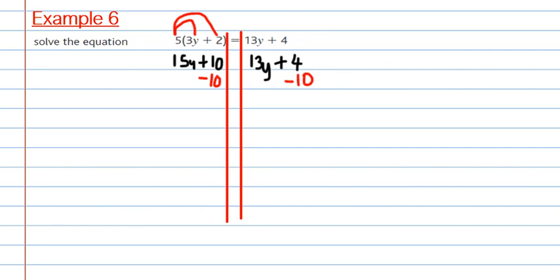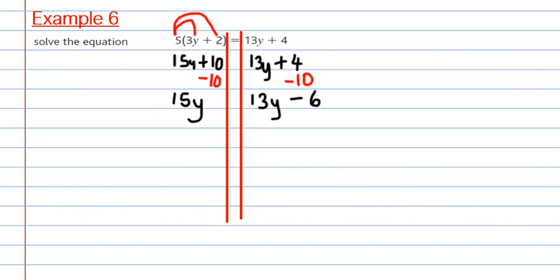All right, let's tidy up. So I have 15y on this side, because the 10 will be gone. And then I have my 13y, I bring that down. 13y. And 4 minus 10 will give me minus 6. Don't forget, use your number line if you're not sure.